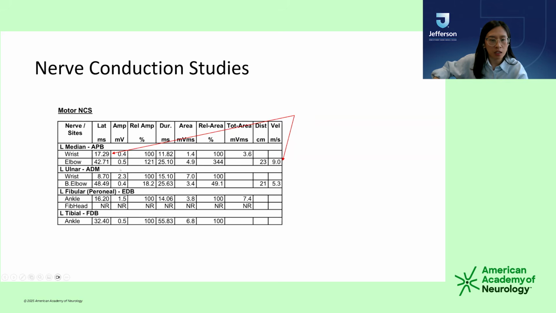But importantly, in the left ulnar, there is a drop in the amplitude as we stimulate proximally. At the wrist, it was 2.3. But when we go up to the elbow, it drops to 0.4. And so this signifies conduction block. Same thing in the fibular nerve: her amplitudes are on the low side, but she has an amplitude of 1.5 at the ankle, and then it was unobtainable at the fibular head. So this was complete conduction block.